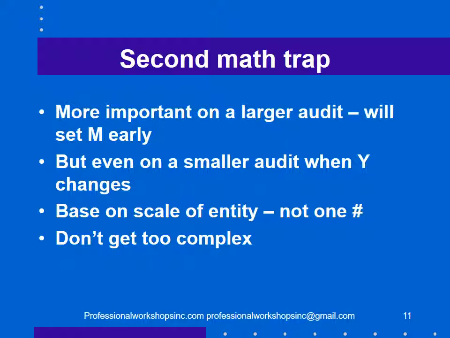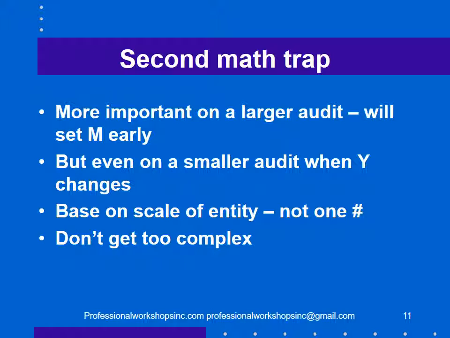So with respect to this second math trap, this is going to be more important on a larger audit. You may perhaps start planning in August and do an interim audit in September or October. So you will have set materiality and you will be using it to determine extent of testing perhaps early. But that could even be an issue on a smaller audit when, as in my previous example, income changes. So you really do need to base materiality on the scale of the entity, not just one number, not just income, and not just income this year, but think about it in the context of the organization. And as long as the scale of the entity stays roughly the same year to year, you're going to be okay doing that.